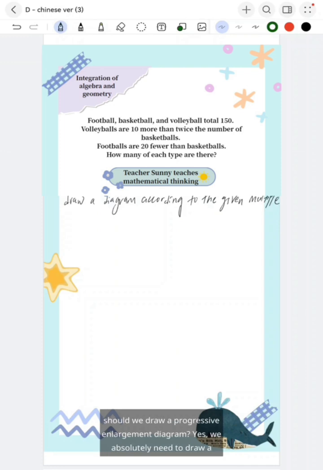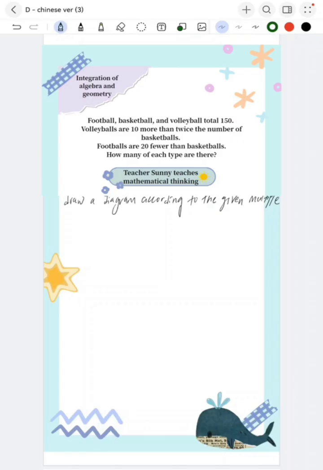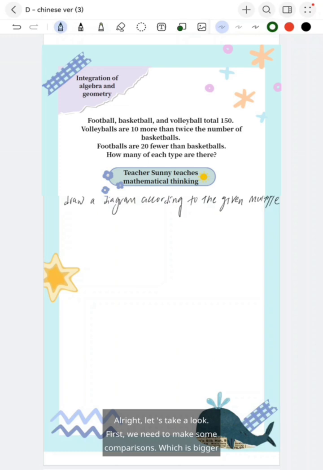First, should we draw a progressive enlargement diagram? Yes, we absolutely need to draw a clear diagram. Now, if we use the so-called CPA problem-solving method, is that entirely okay? Of course it is, but the regular standard CPA method simply can't solve more complex problems like this one. Because it's very difficult to accurately draw it out, it's truly not easy to visualize. So, we need an upgraded and enhanced version of CPA in order to effectively represent this complex problem graphically. Alright, let's take a look.